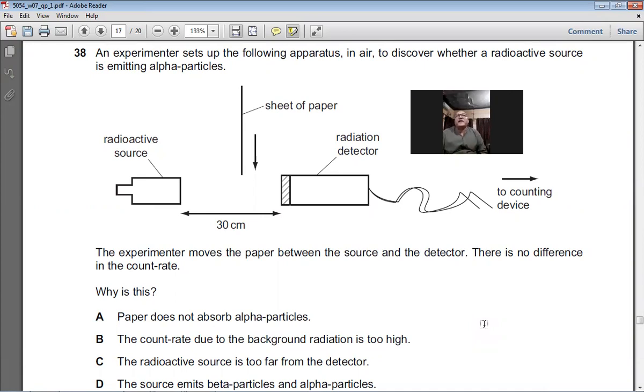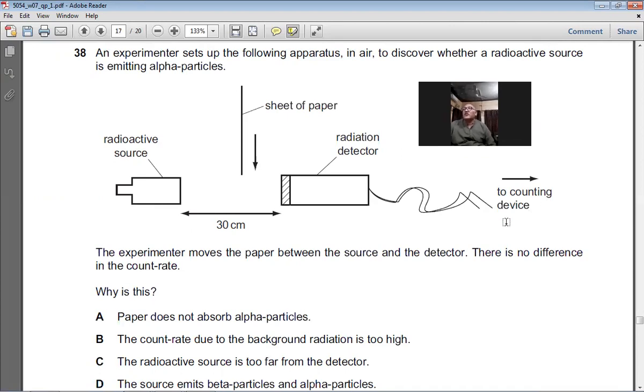An experimenter sets up the following apparatus in air to discover whether a radioactive source is emitting alpha particles. So here you can see we have a radioactive source. Here the distance between the detector and the radioactive source is 30 centimeters. This is going to the counting device. This is the radiation detector.